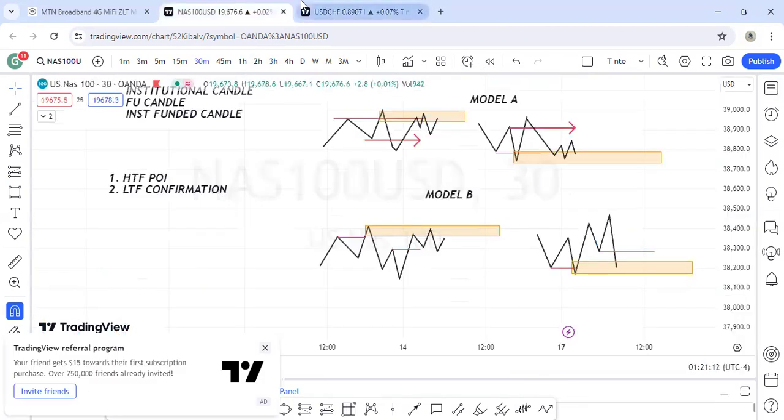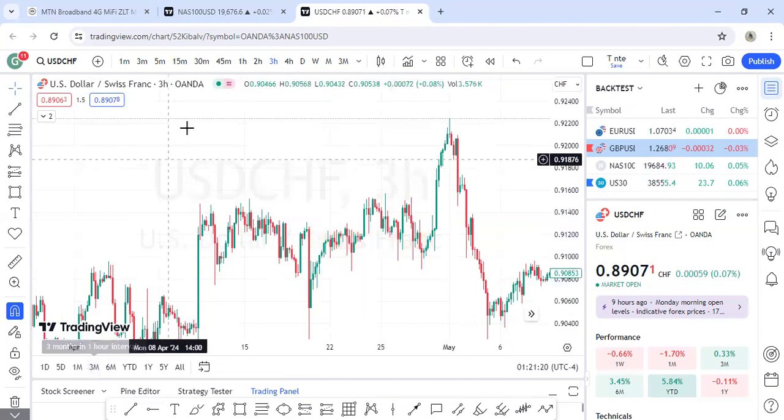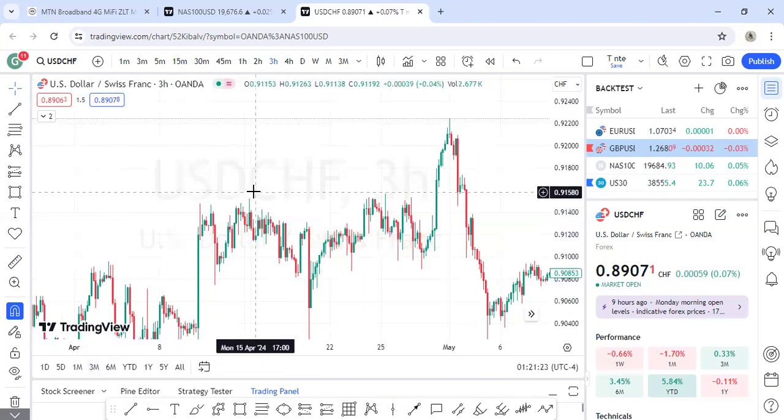I think I'll give you guys 2 examples. I would like you guys to use your own time to back test and study. Look for more examples of this on your own chart. Look for more examples of this. It's very easy to trade.